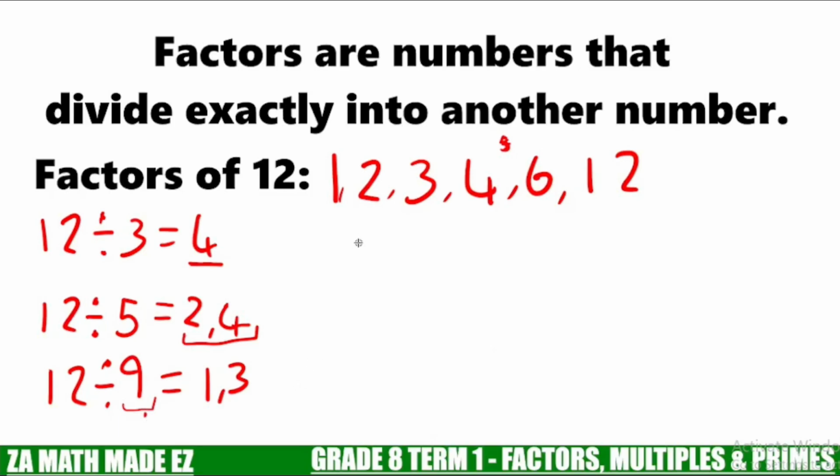Okay, let's give another example of a factor. 12 divided by 2 is equal to 6. Therefore 2 is a factor, because 12 divided by 2 is equal to 6, and 6 is a whole number.